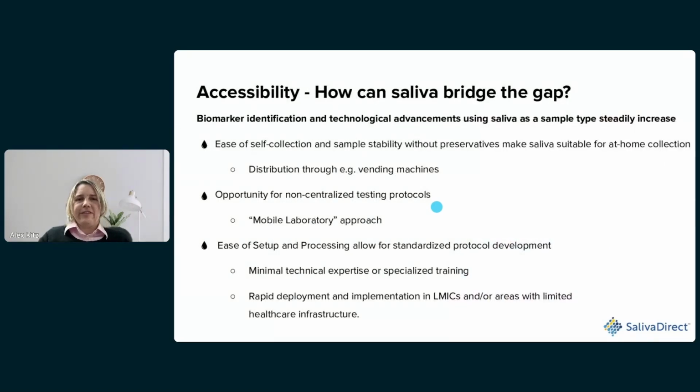The third point I want to highlight is that the ease of setup and processing of saliva allows for standardized protocol development. Depending on the biomarker and the target, there's minimal technical expertise or specialized training needed to execute those protocols, which enabled the rapid deployment and implementation in low and middle income countries and or areas with limited healthcare infrastructure.